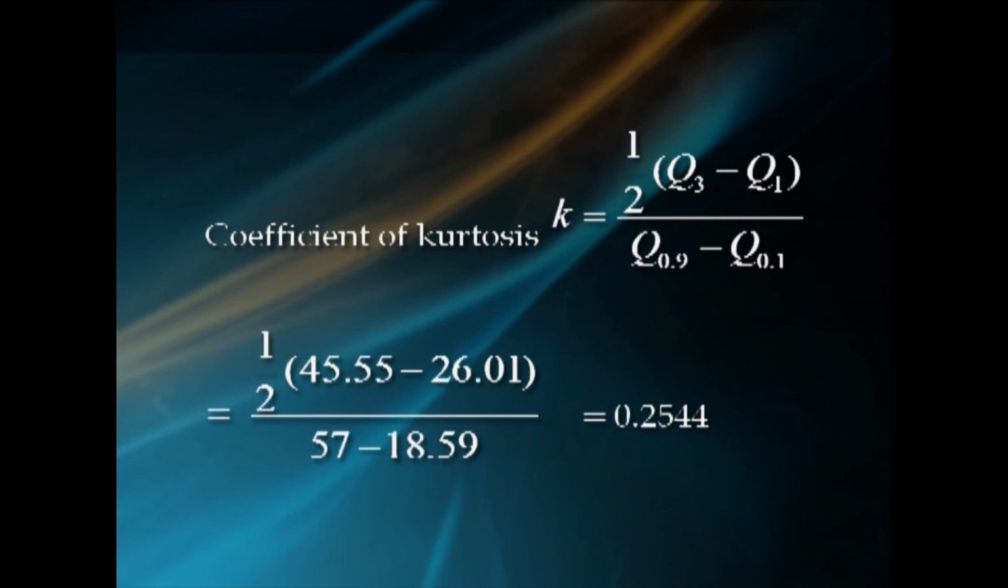Coefficient of kurtosis K equal to 1 by 2 into Q3 minus Q1 by Q0.9 minus Q0.1, that is 1 by 2 into 45.55 minus 26.01 by 57 minus 18.59, that is 0.2544. Since K is almost near to 0.25, the curve is almost mesokurtic.